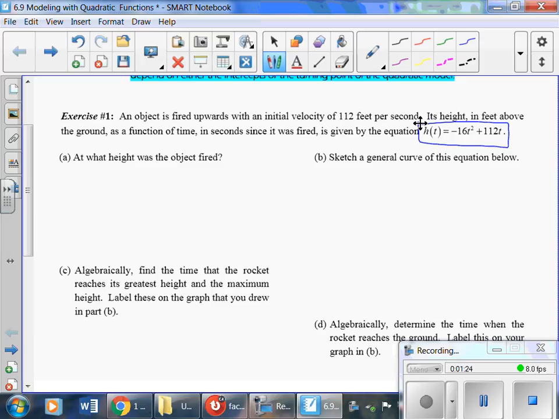But think about what's happening. It says sketch the general curve of the equation. So what you're basically doing is something that looks something like this, right? Now, we'll get a little bit more exact in just a moment. But it asks, at what height was the object fired? So what is it asking for? Everything that we learned with our literacy comes back to this. Flip the question. At what height was the object fired?